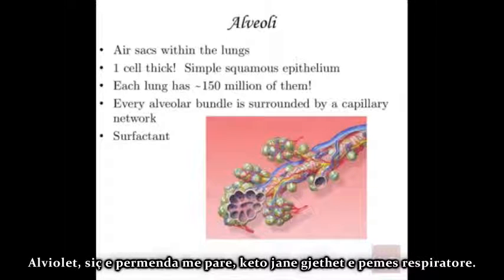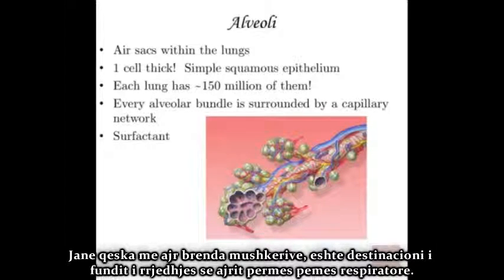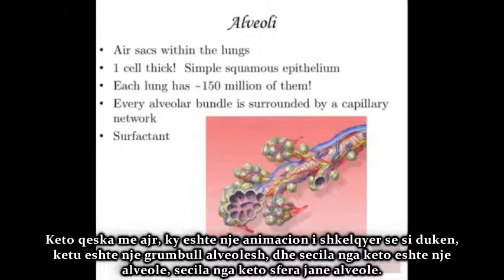The alveoli, like I mentioned a moment ago, those are the leaves, in a sense, on this respiratory tree. And they're the air sacs within the lungs. It's like the final destination for the air flowing through your respiratory tree. So these air sacs, this is a nice animation of what they look like. Here's a little alveolar bundle, and each of these is an alveolus. So this little sphere, alveolus, alveolus, alveolus, they are 1 cell thick.